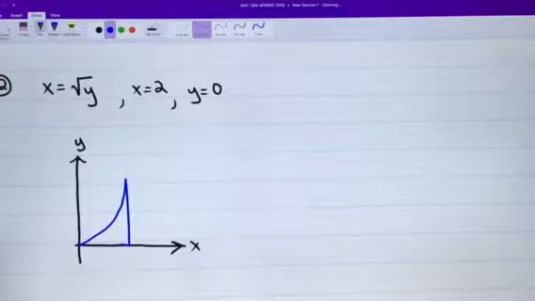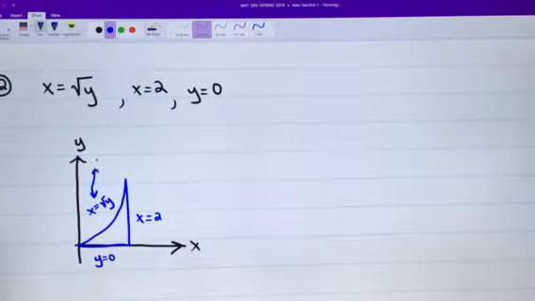So you have a bit of a triangular section. So you have x is equal to 2. We have y is equal to 0. And we have x is equal to the square root of y, and that could also be written in terms of y is equal to x squared. Now for the points of interest, you have (2, 4), (2, 0), and the origin.